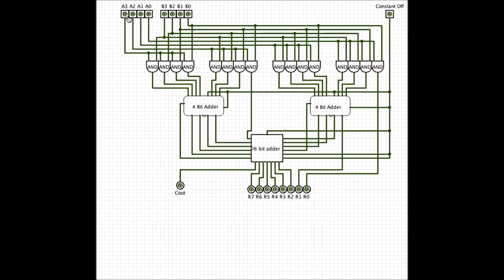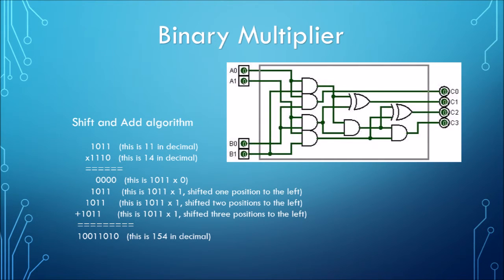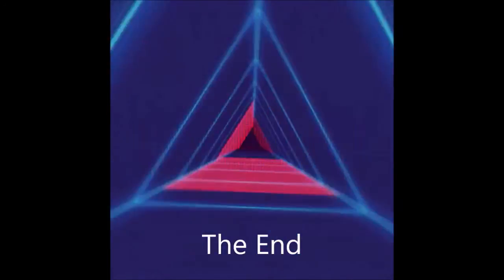Now we come to binary multiplication. While the electronic circuit may seem complex, it is based on a simple idea that we learned in primary school. The shift and add algorithm involves multiplying one of the numbers by each bit of the second number and shifting and adding at each step. This is the same as the one that we did in decimal numbers, but here the number system is binary.